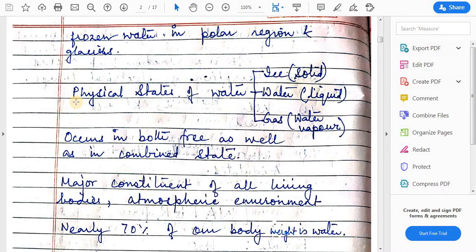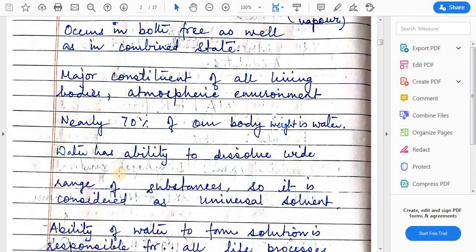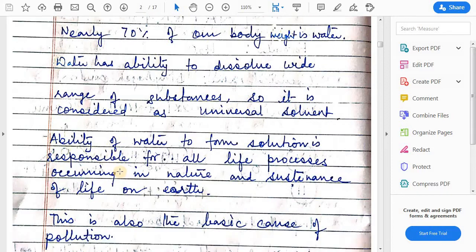It is a major constituent of all living beings as well as the atmospheric environment. Nearly 70% of our body weight is water. Water has the ability to dissolve a wide range of substances. So this is a very important term. This is called universal solvent.